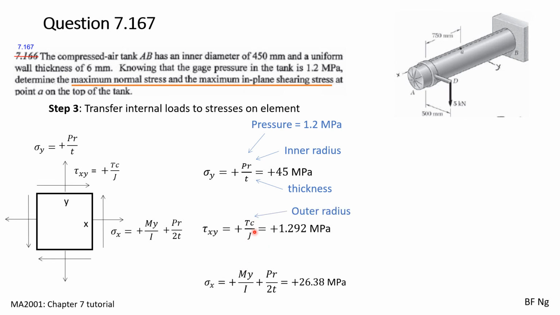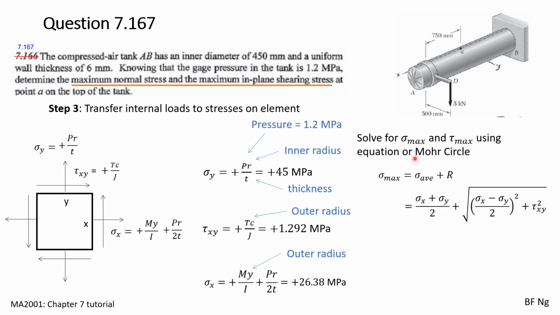One thing to note, C is outer radius and Y is also outer radius. With these values obtained, we are now ready to determine the maximum normal stress and maximum in-plane shearing stress. We can solve using equations or the Mohr's circle. Let us solve using equations. Sigma max is just sigma average plus radius, and this is the equation. We substitute in the values and then we obtain 45.1 megapascal. For tau max, it is just the radius and it's just 9.4 megapascal.